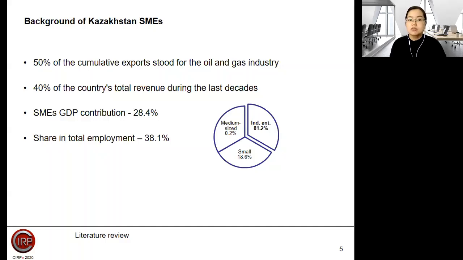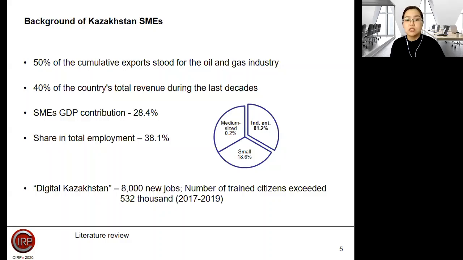Talking about the actions that the government of Kazakhstan implements towards Industry 4.0, I want to share one of the successful national programs named Digital Kazakhstan. In the two-year period from 2017 till 2019, 8,000 new jobs were created, while the number of citizens trained to improve their digital literacy exceeded 532,000. By the way, this program is still running.